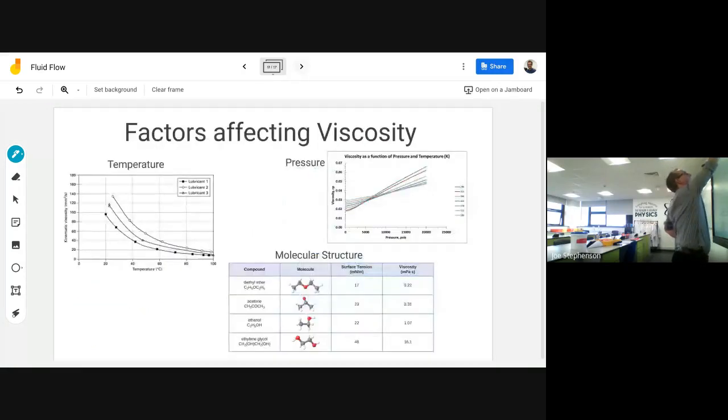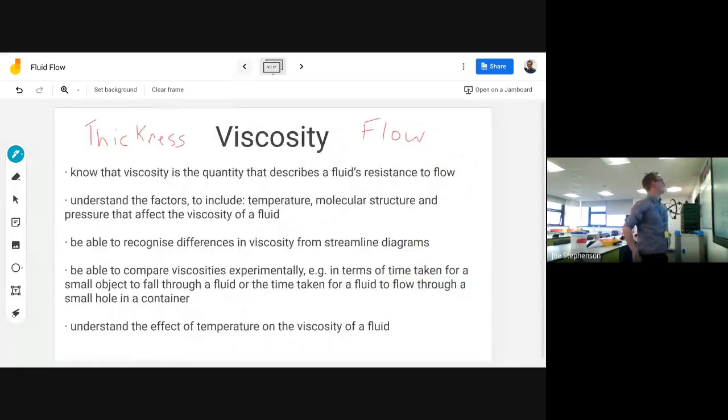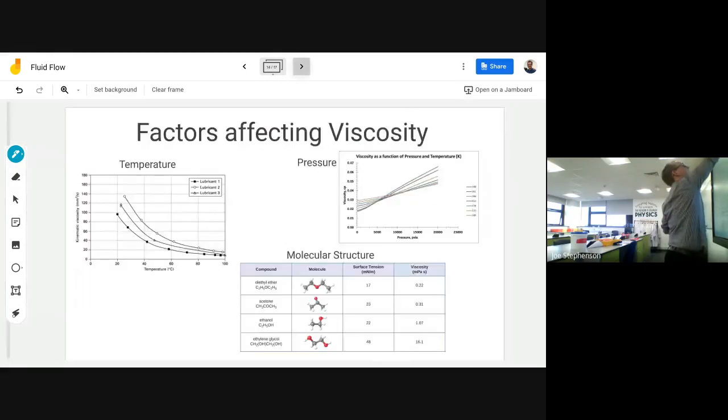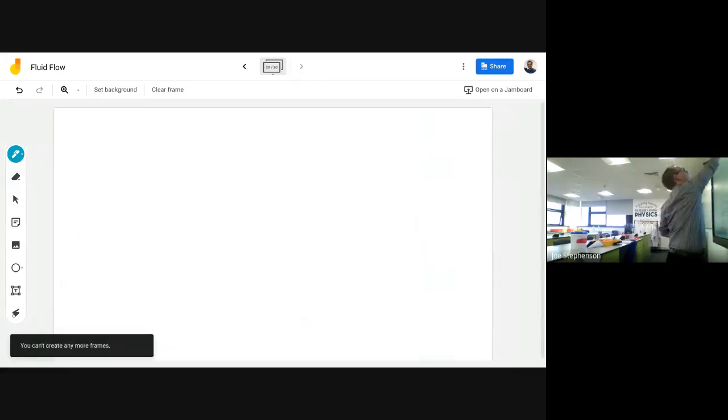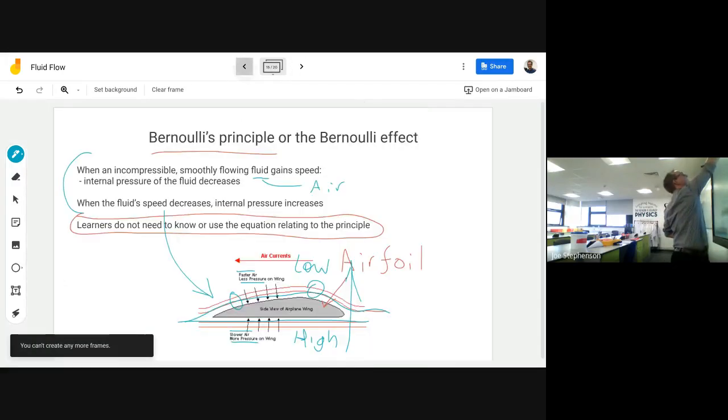The other one that we need to be comfortable with is this slide here, because this covers the key learning points for the viscosity. So go through each of those points, make sure you're comfortable with what each of those are. And then finally, just make sure you're comfortable with, too many slides there, what we mean by Bernoulli's principle.